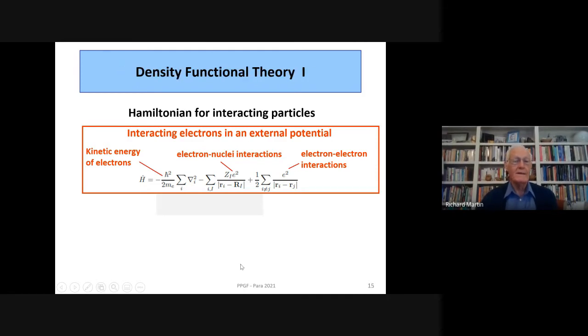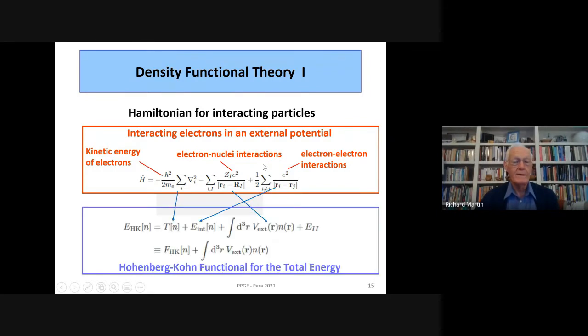So what did density functional theory do? It did not give another Hamiltonian. It did not give an approximation to this Hamiltonian. It works directly with the real full Hamiltonian. And what it does is to rearrange things in a way that's exceedingly clever and useful.